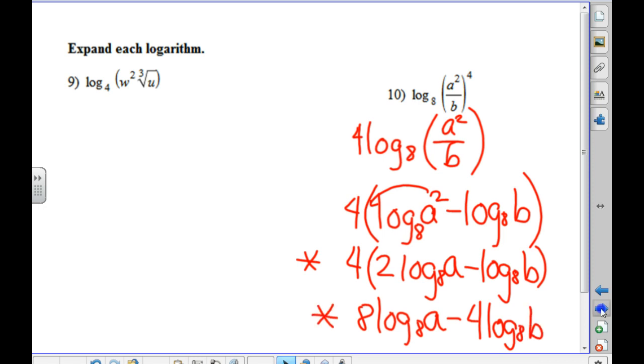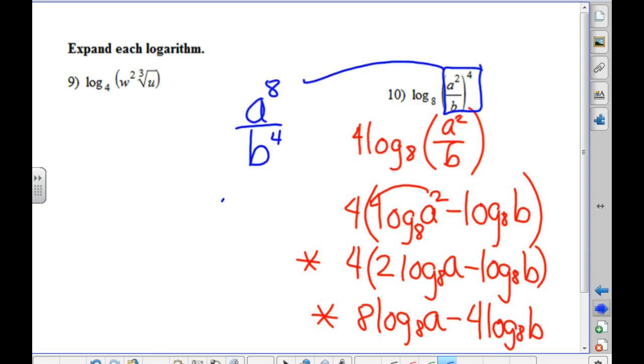I would like to point out to you that if you had simplified this and made it an a to the 8th over b to the 4th, would that have made sense right there? Okay? Doesn't matter, and I will accept this without distributing it, but it's a good question. And it ties those laws of exponents and laws of logarithms together. All right.